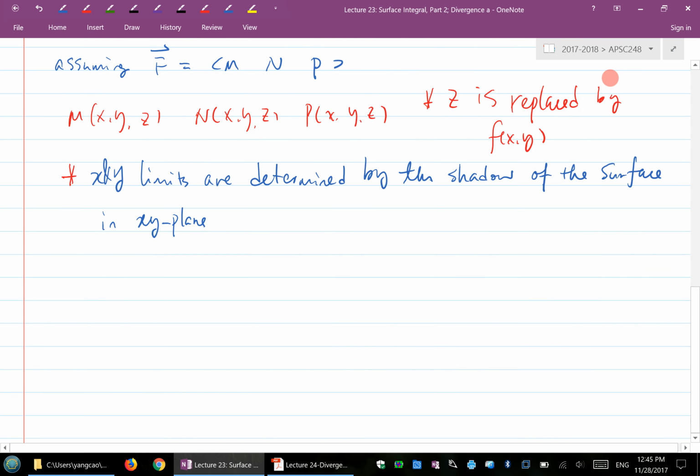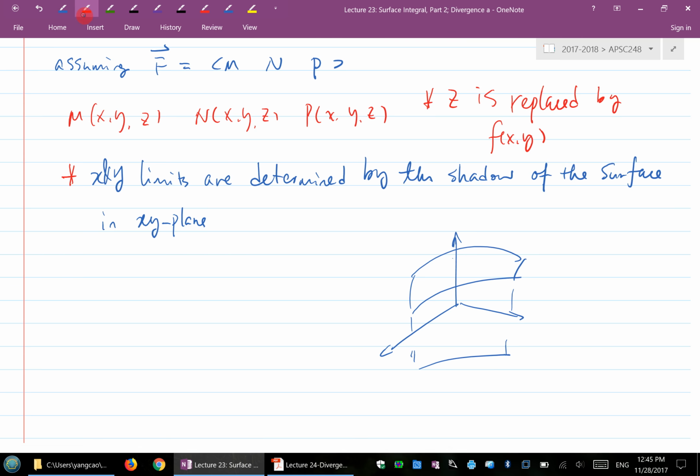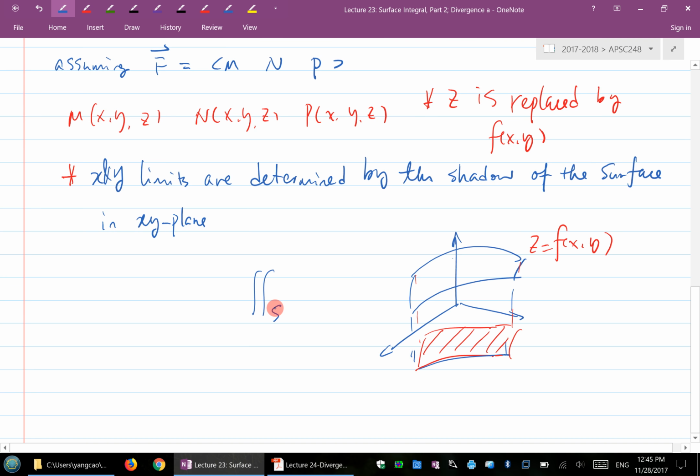So it's like this. Let me redraw this one here. Basically, for example, if you have a surface here, and you project the surface into the xy plane. Okay. So you project that over here. So this is your z equal to f of xy. So now you're integrating over this surface S. So your integration is over the surface S. Okay?